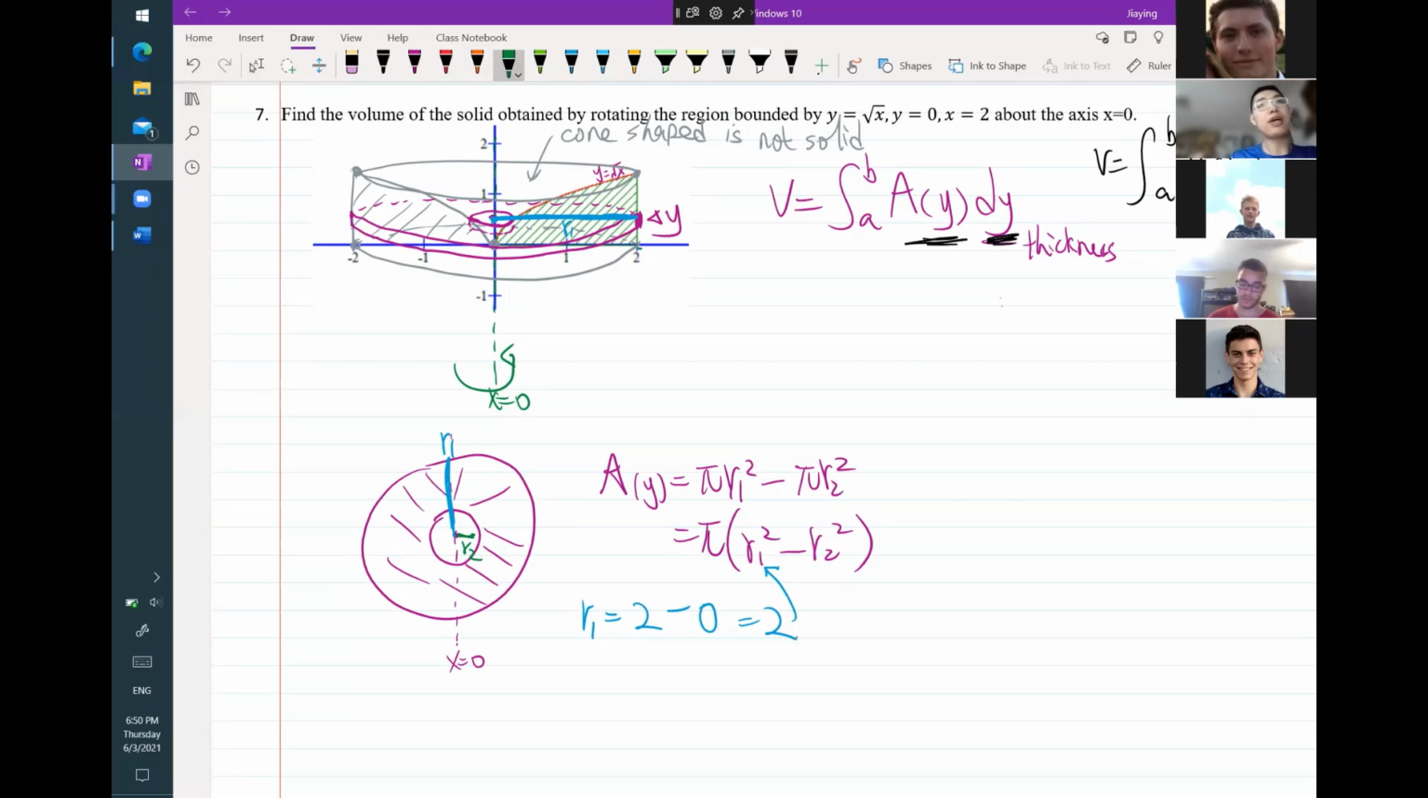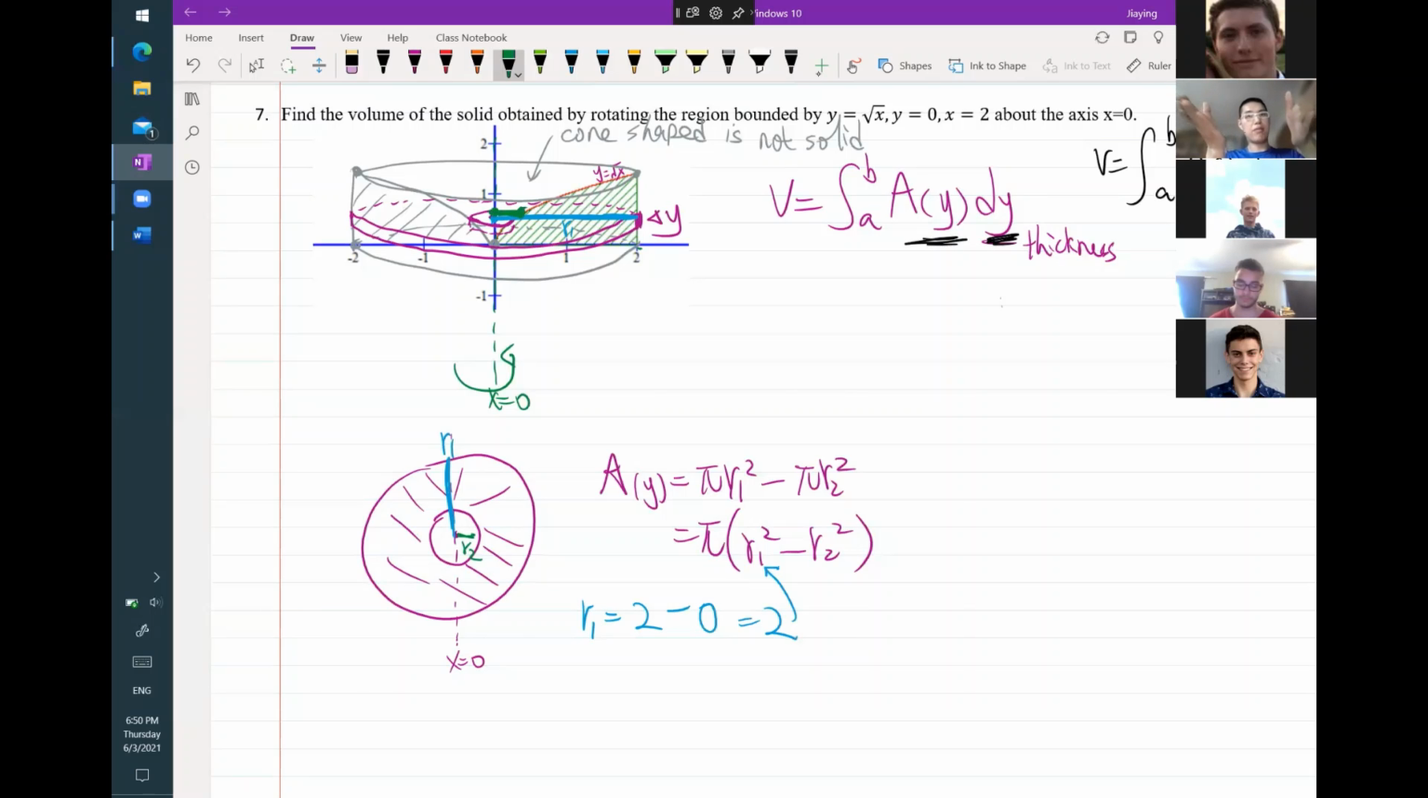And then next, we're going to find R2, the radius of the inner circle. If you go back to the solid, that's the distance from the y-axis all the way to this curve. I drew a small green segment. I hope you can see it.